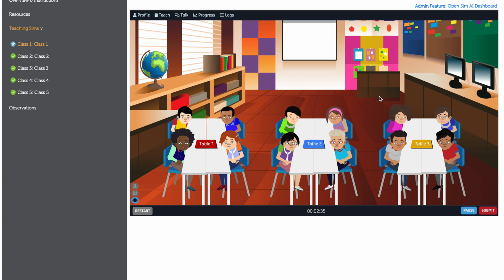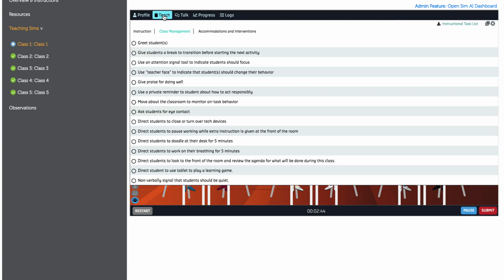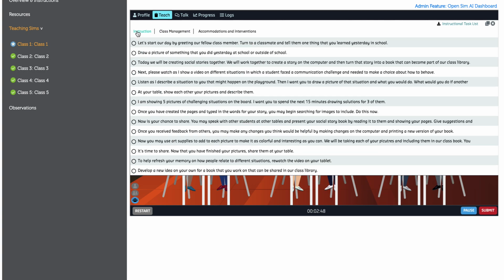So let's see. We're at about the 2-minute mark. What I found in an earlier class that I taught is they actually did really well if I gave them a chance to work on their breathing for 3 or 4 minutes. For the purpose of this demonstration, this Teach Aloud that we're doing, I'm going to go ahead and move them forward. I'm going to go into instruction, and I'm going to say, let's draw a picture.